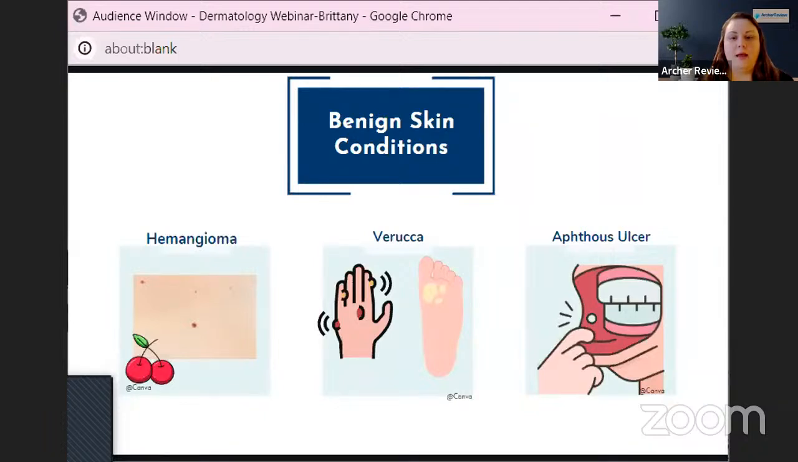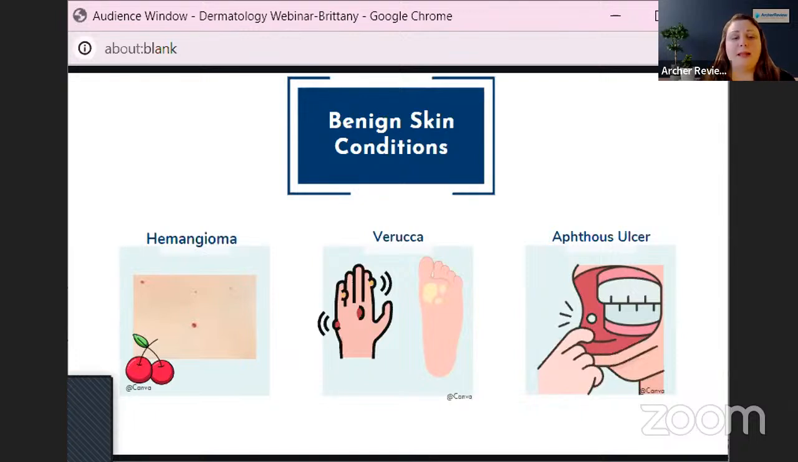Hemangiomas, specifically cherry hemangiomas. Again, some more benign skin conditions. These are just a collection of blood vessels under the skin. There's no treatment needed unless, again, cosmetic. They can cauterize these. They can do cryotherapy on these, but really no further treatments needed.